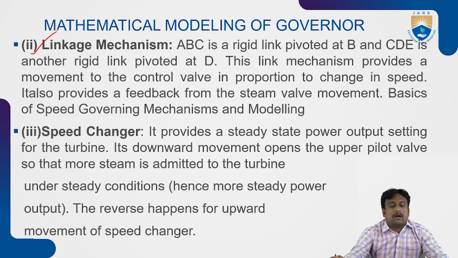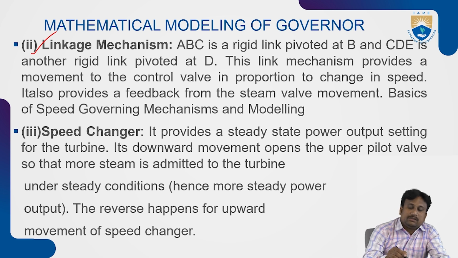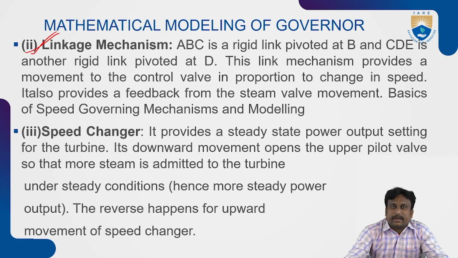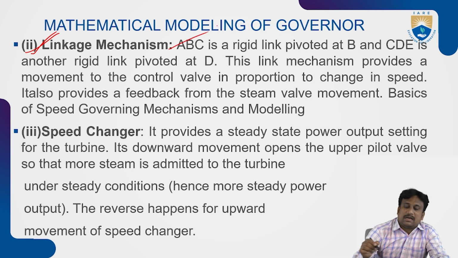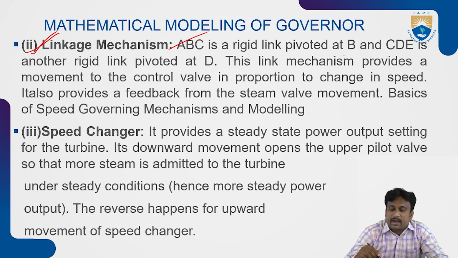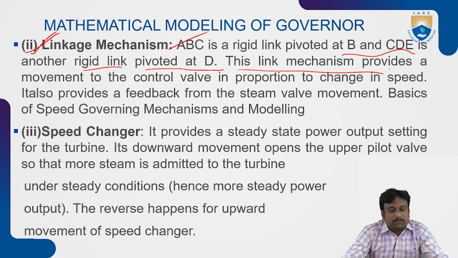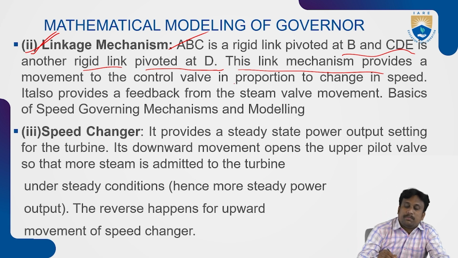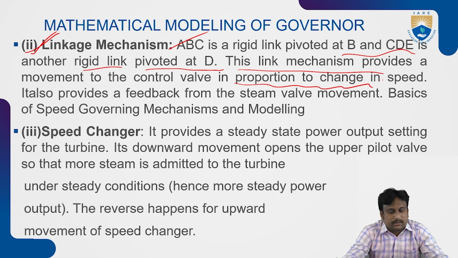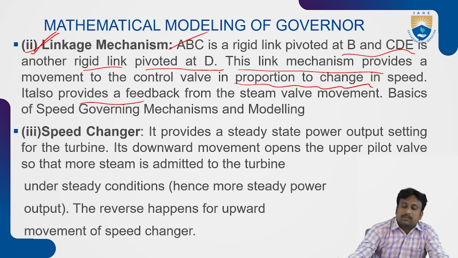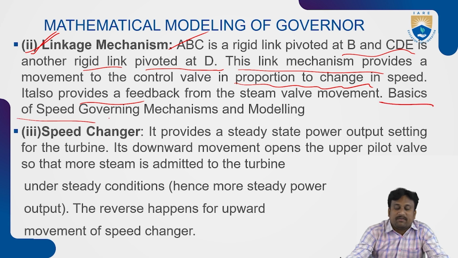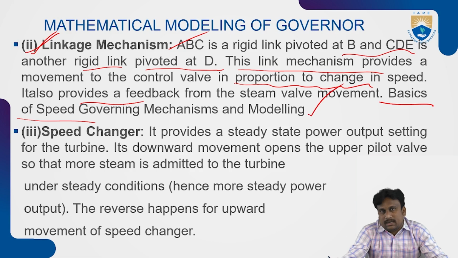We have another block called the linkage mechanism. With this linkage mechanism, we can connect a number of components. For example, ABC is a rigid link pivoted at B, and CDE is another rigid link pivoted at D. This link mechanism provides a movement to the control valve in proportion to the changes in speed. It also provides a feedback path from the steam valve movement, as considered in the basics of speed governing mechanism and modeling analysis.